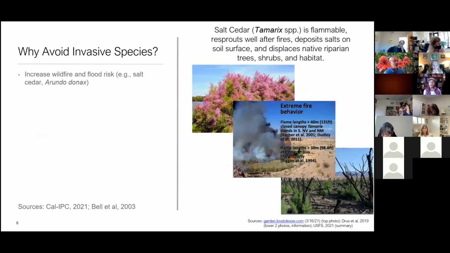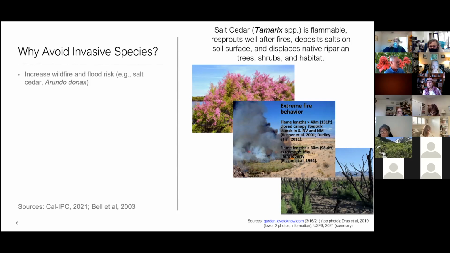As an example, here's tamarisk. You've probably all seen it on roadsides or along riparian areas, meaning stream sides or river sides. It increases fire. It has oil in it, and it just goes up. You see by the middle picture there, it burns incredibly well. And it re-sprouts after fire where a lot of our native riparian species do not. It also leaves salts on the surface of the soil that make it hard for our native species to re-sprout.